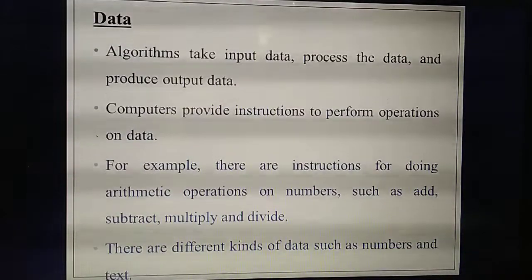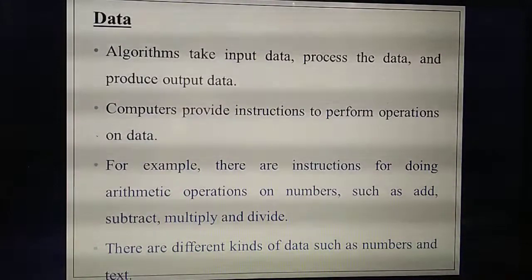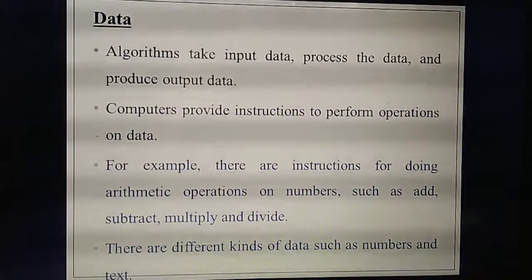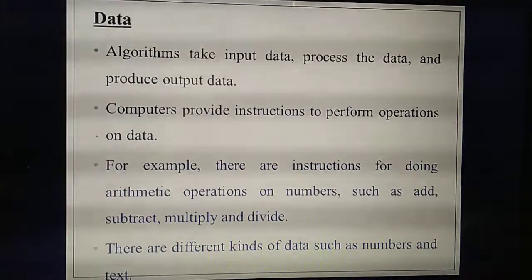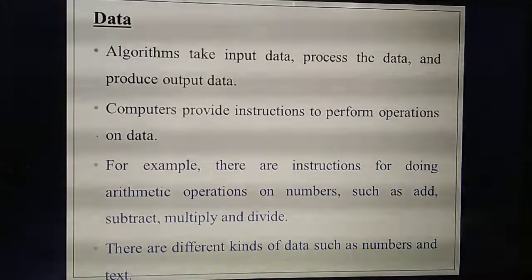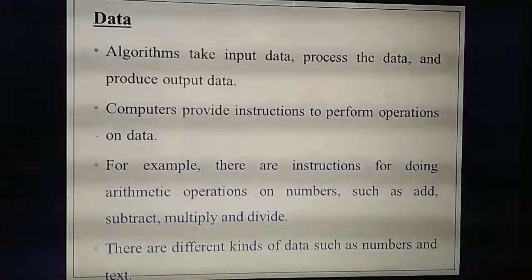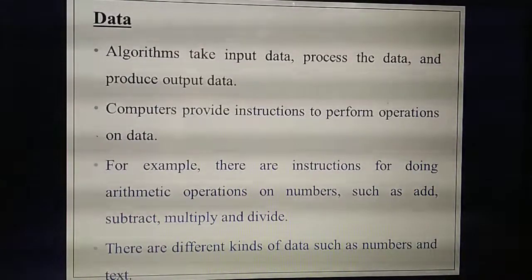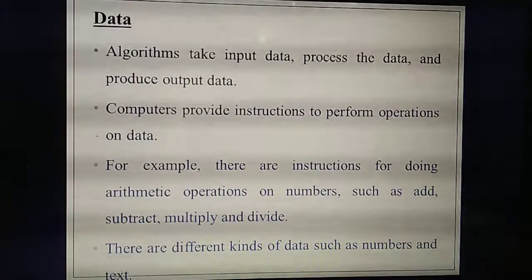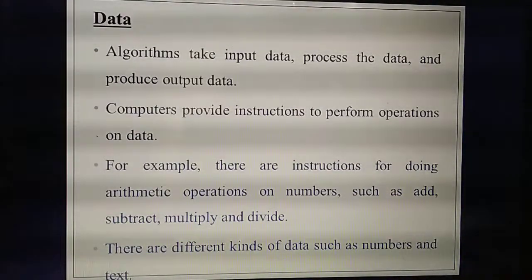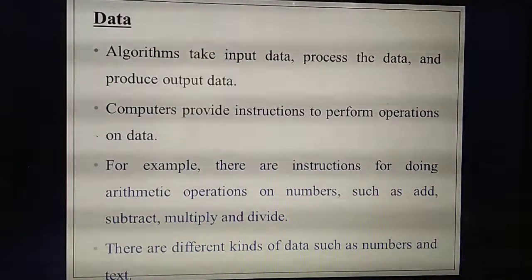What kind of data you will give for this one? For addition, what kind of data you will give? Numbers, 3 plus 5 or 5 minus 3, 3 divided by 6. So all these arithmetic operations will take which one as an input? Numbers, as well as text. What do you mean by text? Text means letters. Understand? These are the data.